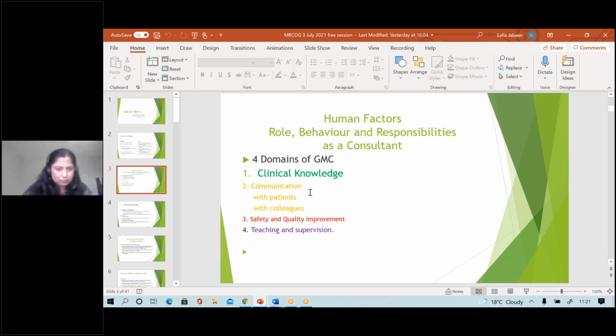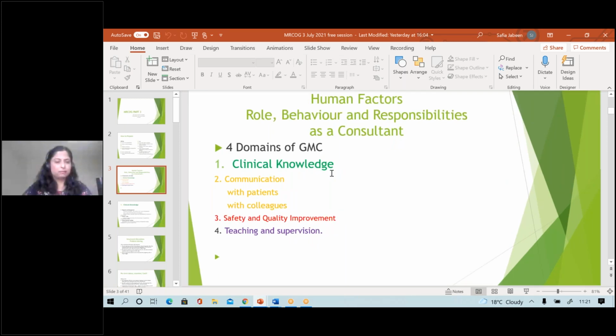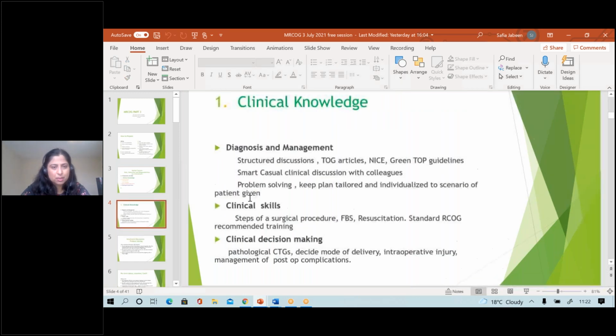So, just a bit of overview to catch up. What are you being assessed and examined on in this exam? These are the very standard 4 domains. The General Medical Council assesses us on them anyway, every year in our appraisals, where we give the evidence and reflect that we are in compliance with these domains. One is clinical knowledge. Communication in turn has two parts: communication with patients and with colleagues. Safety and quality improvement is the third main pillar, and then teaching and supervision. These are the roles you will be doing as a doctor in this country, and everywhere.